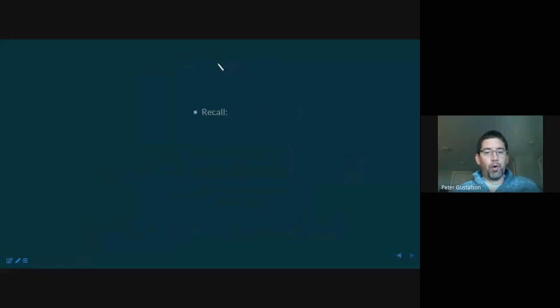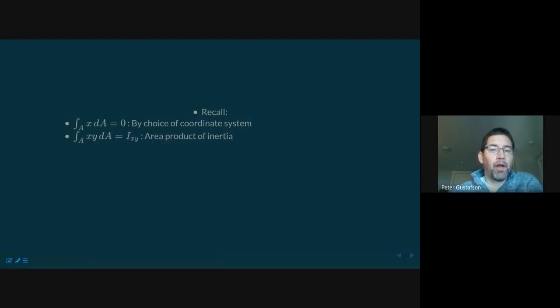Okay, moving forward, just like previously, the integral of x dA is equal to 0 by choice of coordinate system. The integral of xy dA is still called IXY, so that's identical to our prior calculation. And last but not least, the integral of x squared dA is, by definition, our area moment of inertia about the y-axis. Note, I see here that I have a typographical error. There's supposed to be a y here.